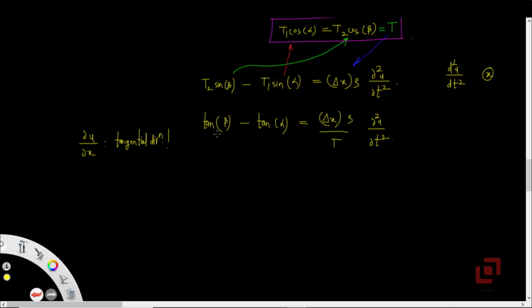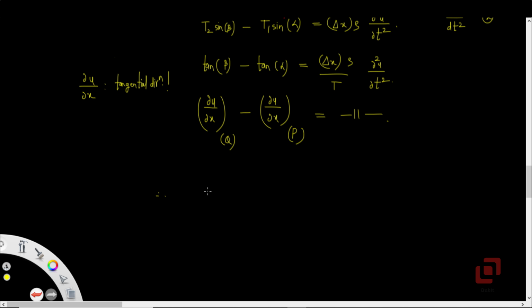And what is tan beta? Tan beta is nothing but the slope of the tangent. So we may write tan beta as partial u by partial x at Q, and we may write tan alpha as partial u by partial x at P. Right hand side will be as it is.